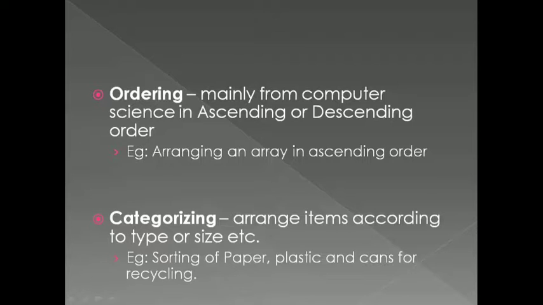And if we think from the categorization perspective, we are arranging items as per different types or sizes. That is what categorization means. For example, I have different bins and I am sorting my items like paper, plastic, and cans into the different bins so that I can recycle them. That's also a way of sorting, or categorization. So ordering and categorization are the two ways of sorting our items.